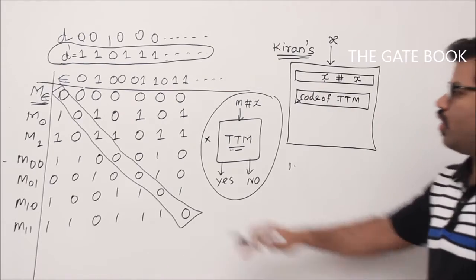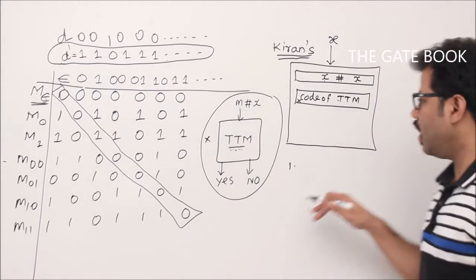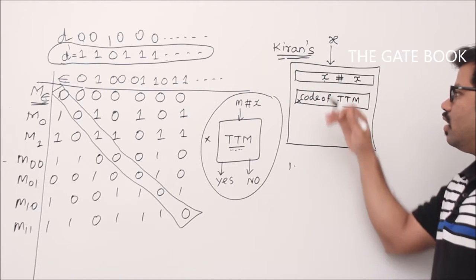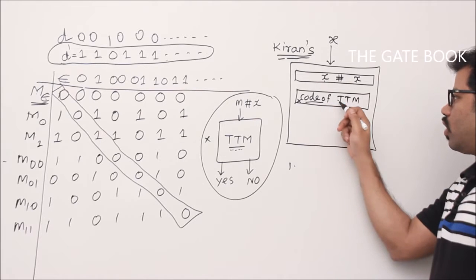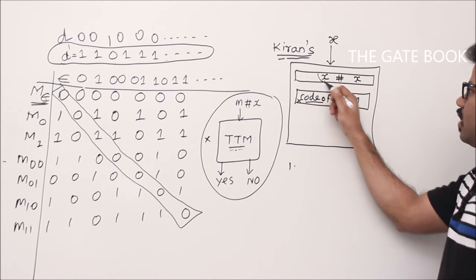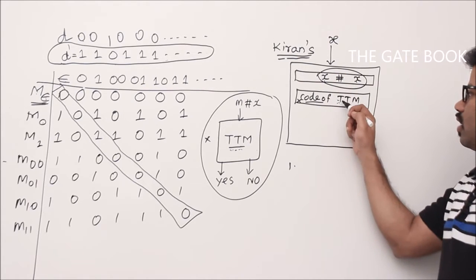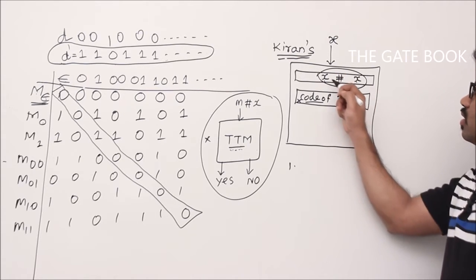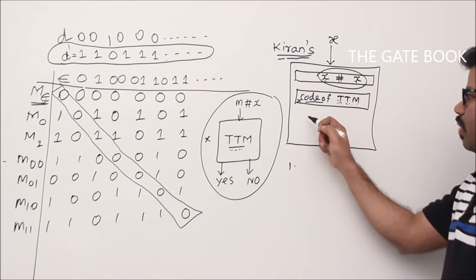That's why, see, how did you fill these entries? By executing this total Turing machine, right? Similarly here in Kiran's Turing machine, I am taking the code of the total Turing machine and simulating X hash X on it. That means I say, Mr. Total Turing machine, please run on X hash X. Whatever answer you give, please tell me.